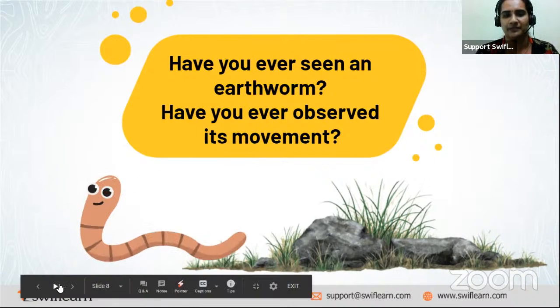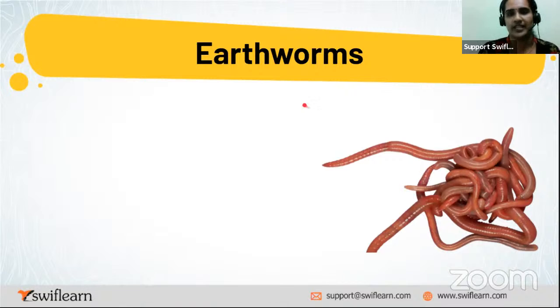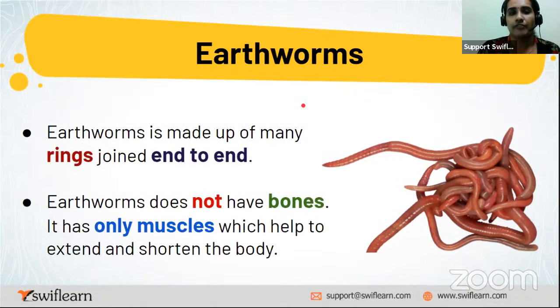Yes, he is moving. So, earthworm. Can you see this? Yes, a lot of earthworms. And how it is moving, we are going to study. Earthworm is made up of many rings joined end to end. You can see here many rings. It has many rings which are joined end to end.